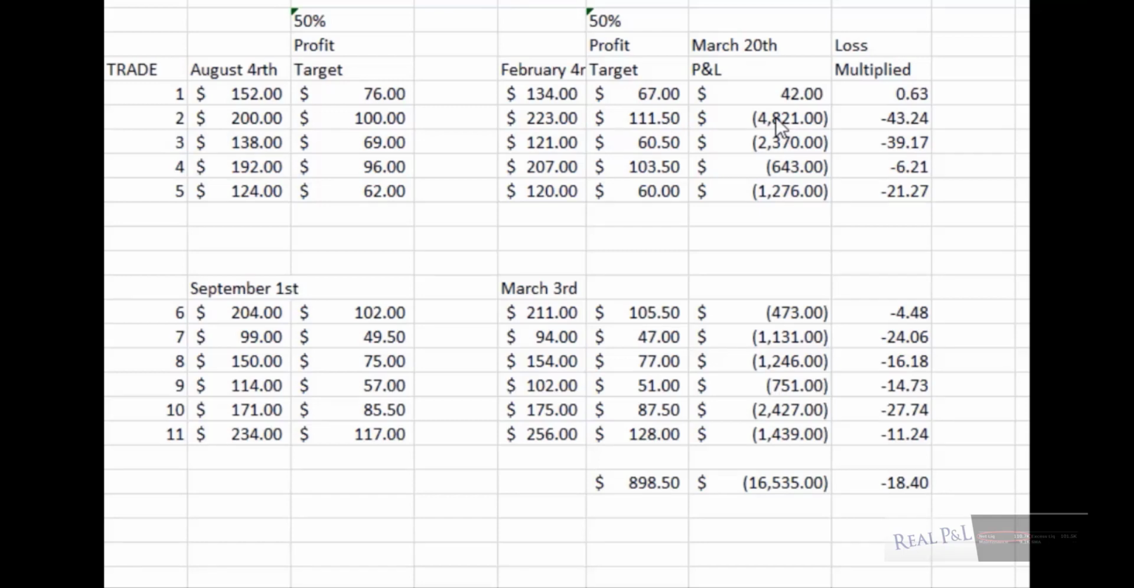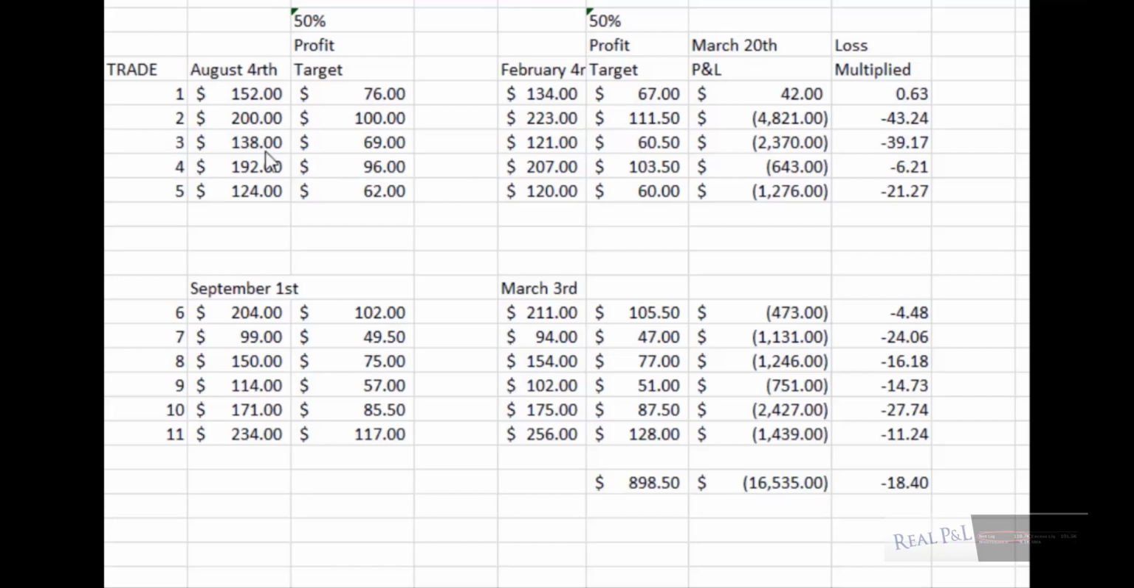That's what happens in a crash when you are short puts and the volatility rises exponentially. Your losses rise exponentially. So right here, you had a 43x loss. In other words, you lost 43 times what you were trying to make.